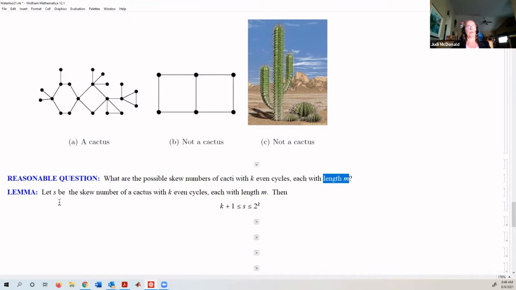So our first lemma is if I let S be the skew number of a cactus with k even cycles, each cycle's length m, then S is between k plus 1, so 1 more than the number of cycles, and 2 to the k.